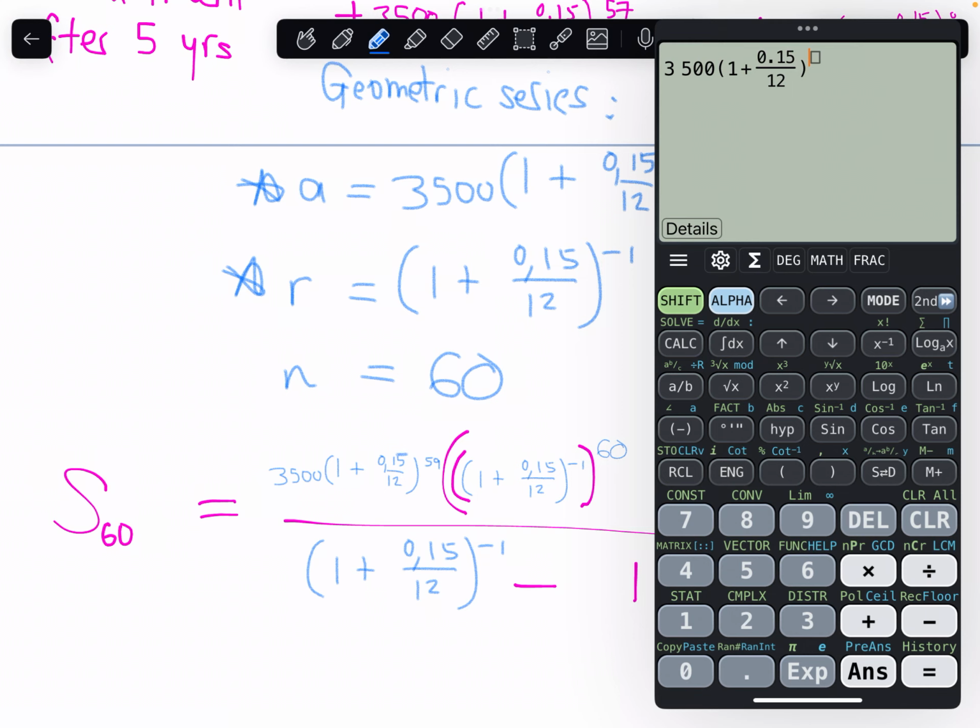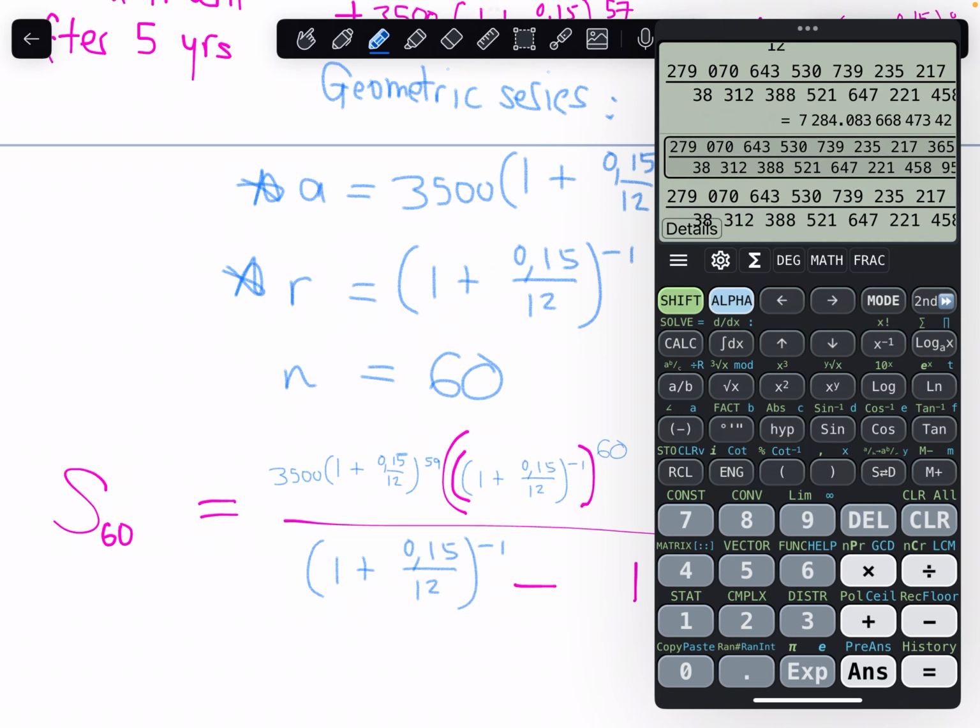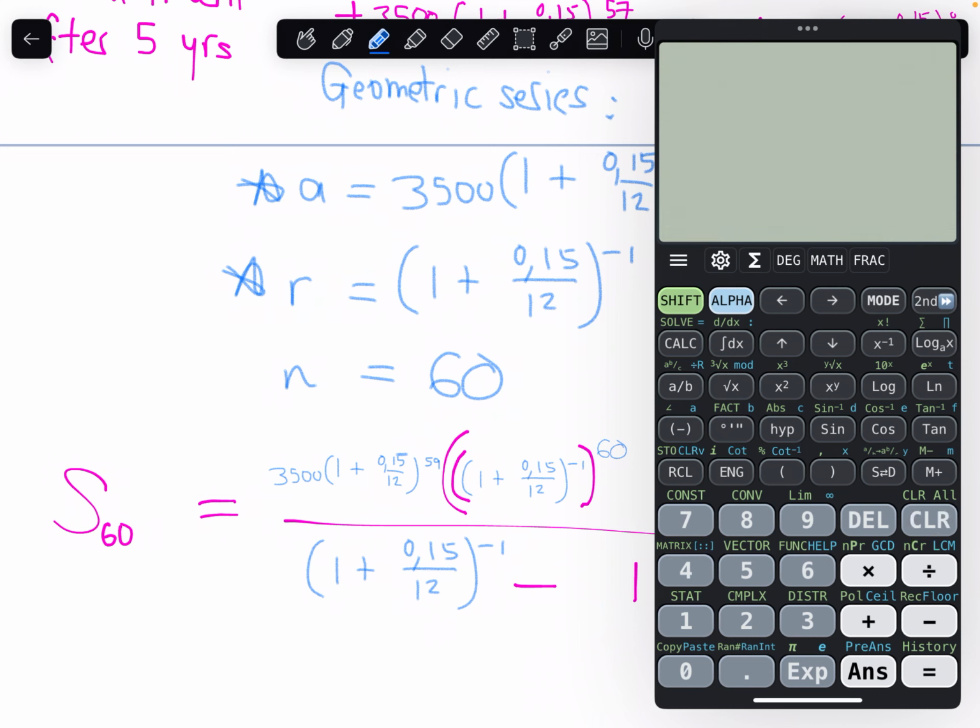So our first term is that, and we're going to store it in A. Yeah, there's a lot going on here. And then our r, 1 plus 0.15 divided by 12 to the power of negative 1, so let's store that. Did I store my first one? No, I'm getting worried. So let's see what is A. Okay, A is that, and then B is r.